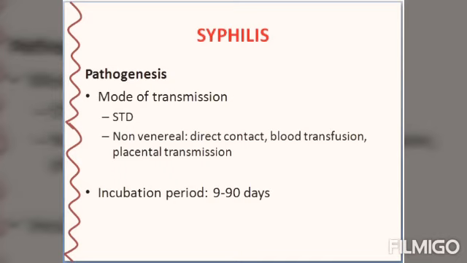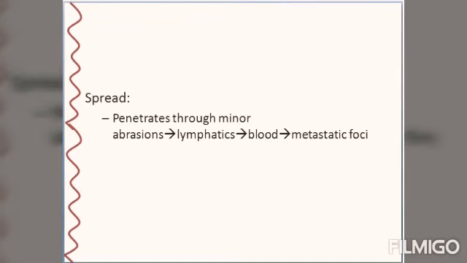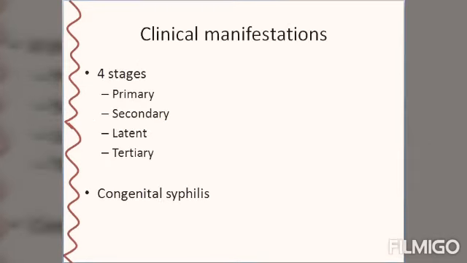And moving to syphilis. Syphilis is a well-known sexually transmitted disease. Even though the common mode of transmission is sexual, a non-venereal mode of transmission is also possible. It is by direct contact, blood transfusion and placental transmission. The incubation period is recorded as 9 to 90 days. The spread is: it penetrates through minor abrasions in the skin, from there it enters lymphatics, and from lymphatics it directly enters the bloodstream and finally reaches metastatic foci.